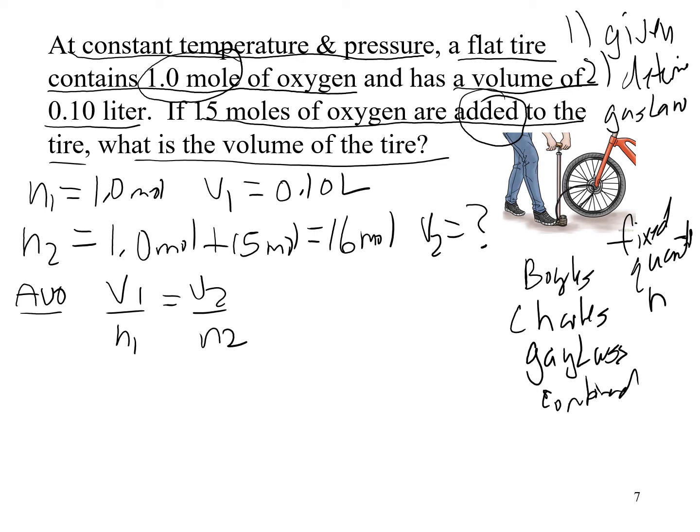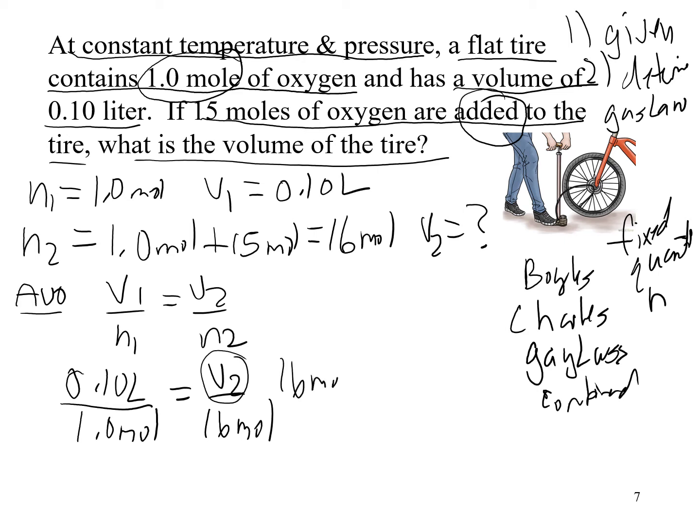So let's go ahead and solve this problem. V1 is 0.10 liters. N1 is 1 mole. V2 is our unknown, and N2 is 16 moles. We want V2 by itself, so we multiply both sides by 16 moles. So we can cancel 16 moles on the right. On the left, we can cancel the moles. And now we just need to do the math. So we have 16 times 0.1 divided by 1 is equal to V2.